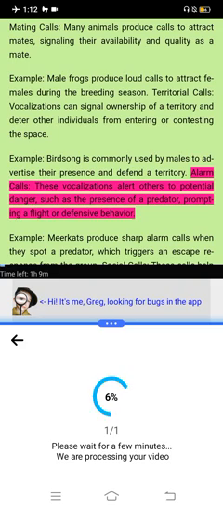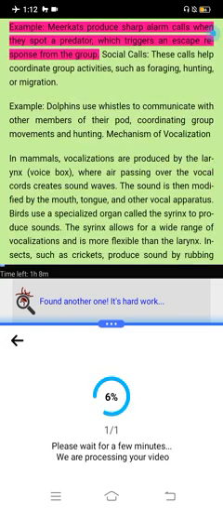Alarm calls. These vocalizations alert others to potential danger, such as the presence of a predator, prompting a flight or defensive behavior. Example, meerkats produce sharp alarm calls when they spot a predator, which triggers an escape response from the group.